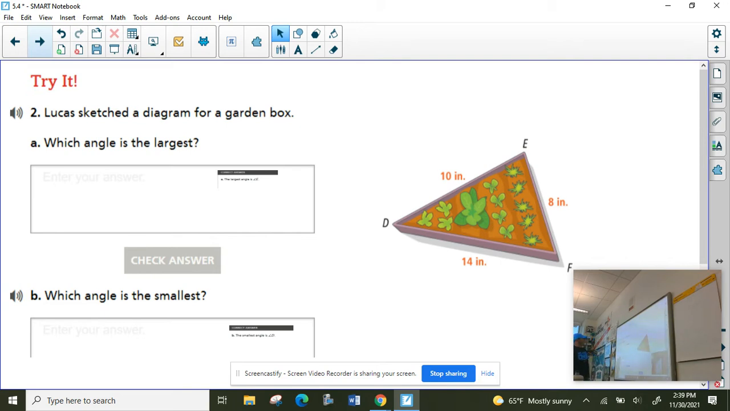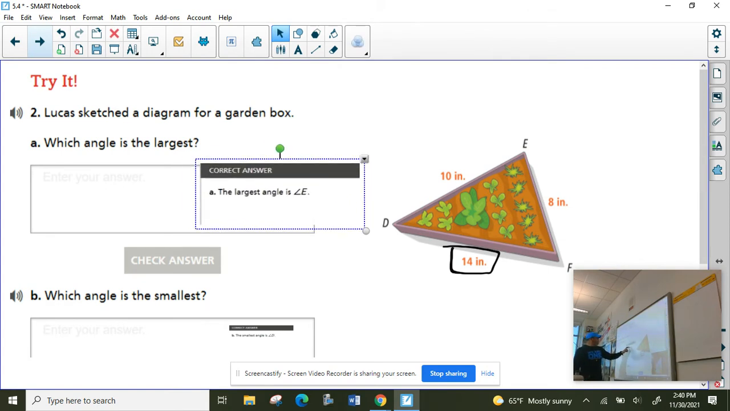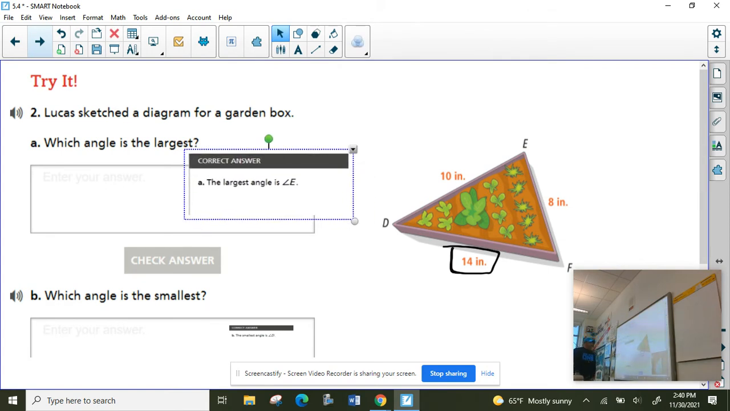Lucas sketched a diagram. Here's his diagram. Which angle would be your largest? So I'll give you a second there. Which one would be the largest? Look at your three sides. I got 8, I got 10, and I got 14. Identify your largest side. Well, 14 is. What side is it across from? E. Therefore, E is the largest.